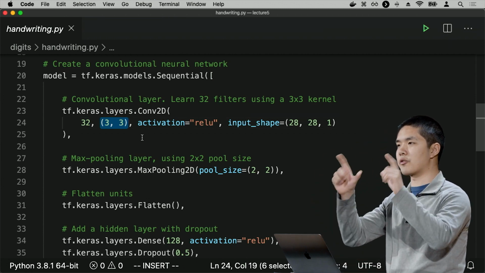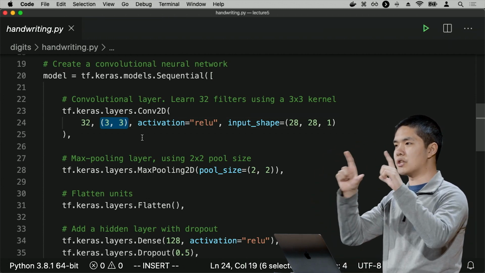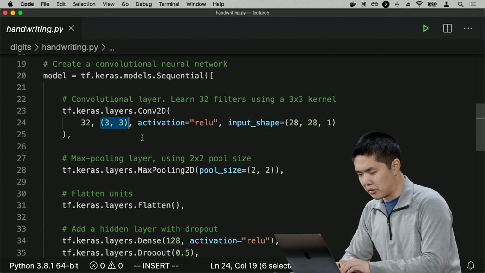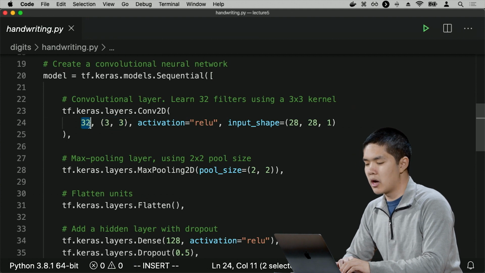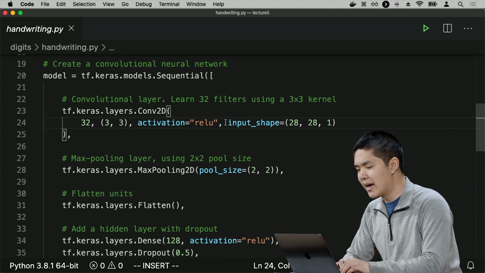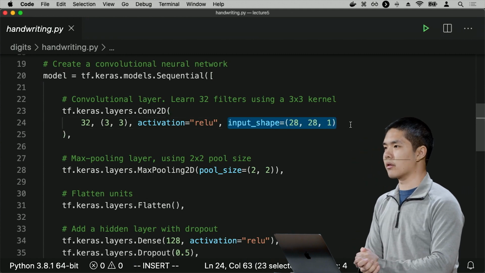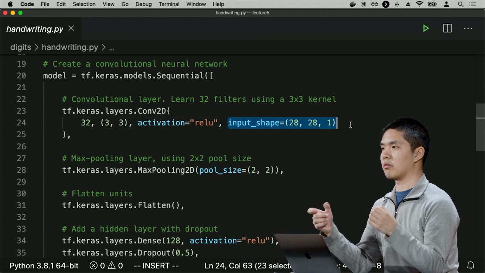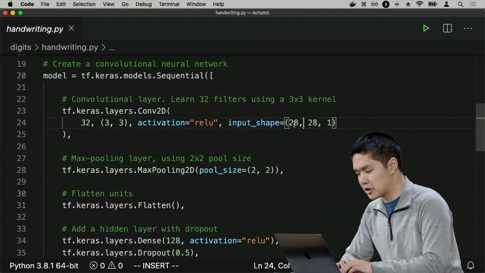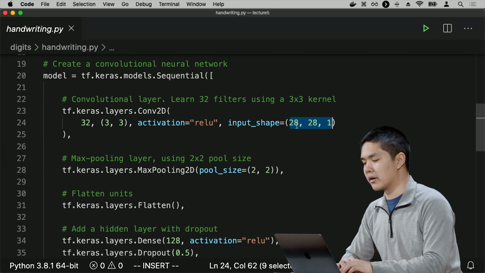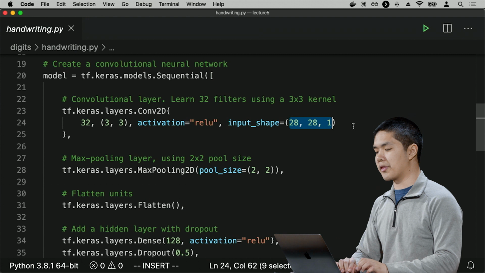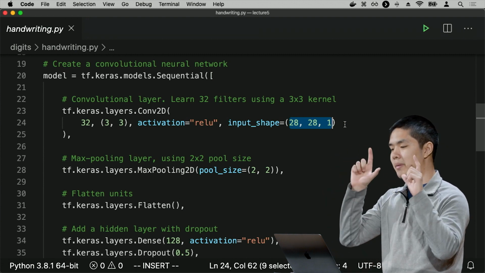So we saw those 3x3 kernels before, where we could multiply each value in a 3x3 grid by a value, multiply and add all the results together. So here I'm going to learn 32 different of these 3x3 filters. I can again specify my activation function, and I specify what my input shape is. My input shape in the banknotes case was just 4. I had 4 inputs. My input shape here is going to be 28, 28, 1, because it turns out that the MNIST data set organizes each image as a 28 by 28 pixel grid.